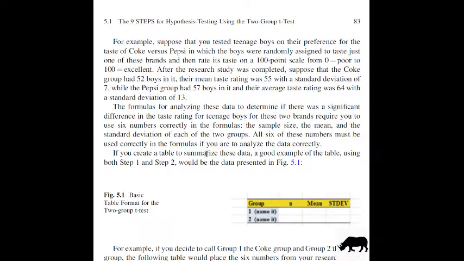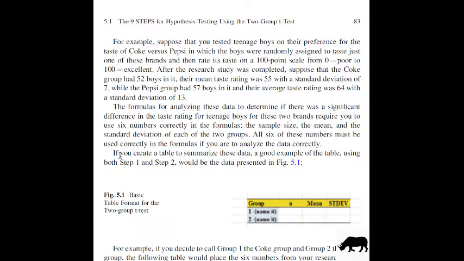The formulas for analyzing these data to determine if there was a significant difference in the taste rating for teenage boys for these 2 brands require you to use 6 numbers correctly in the formulas: the sample size, the mean, and the standard deviation of each of the 2 groups. All 6 of these numbers must be used correctly in the formulas if you are to analyze the data correctly.